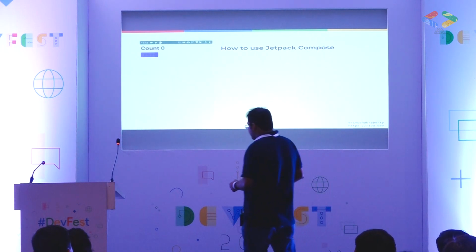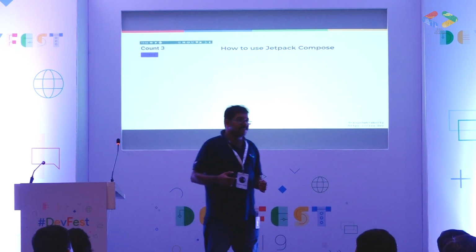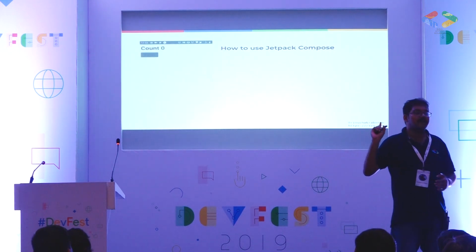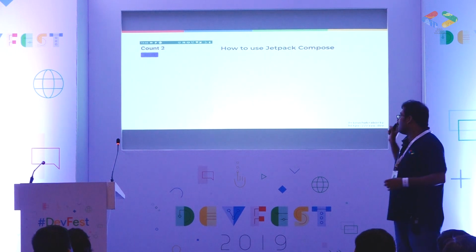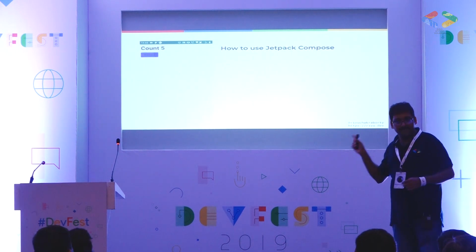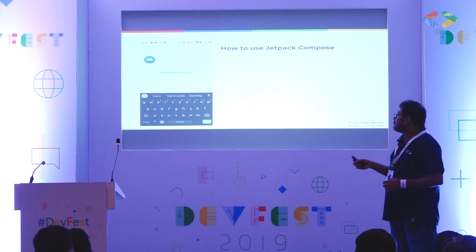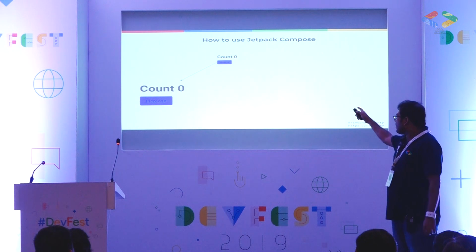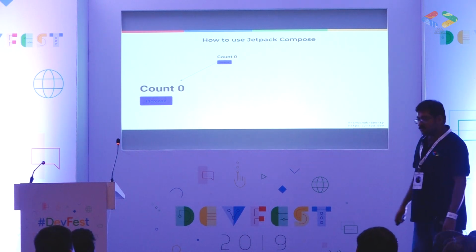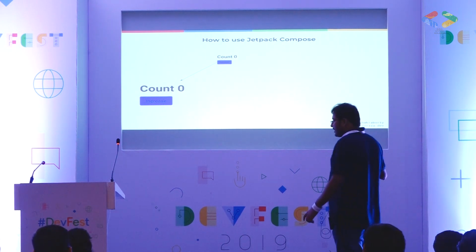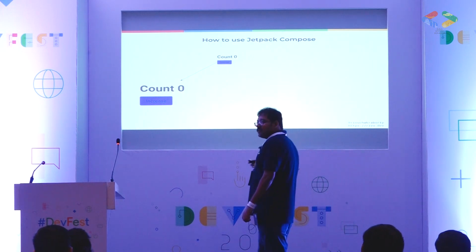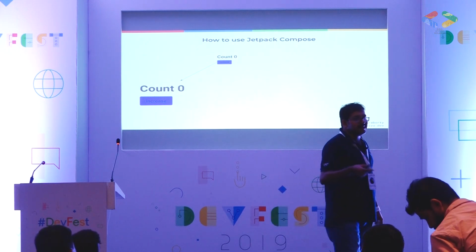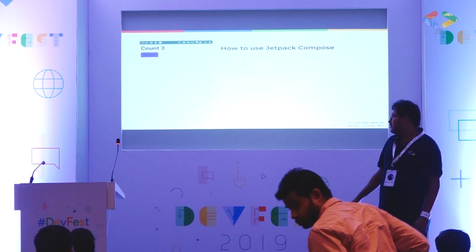Anything is not quite easy to understand until you use it. So here's a counter app. Pretty simple app. We'll develop this app. So this is the screen. We need a text view to display the count. Then there's a button. When you click on the button, the counter will increase by 1. Just like that.